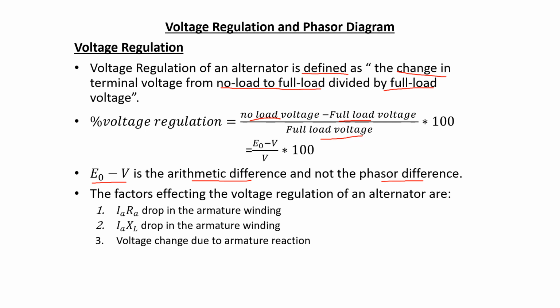The factors which affect voltage regulation are, first, the IA RA drop; second, the IA XL drop; and third, the voltage change due to the armature reaction.